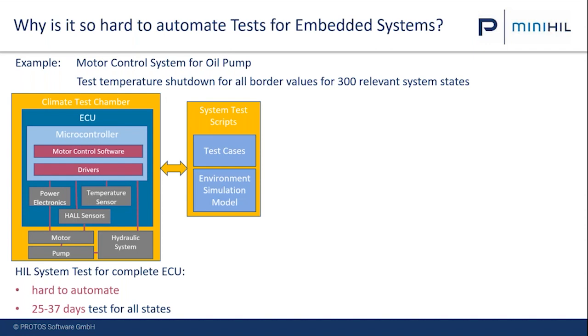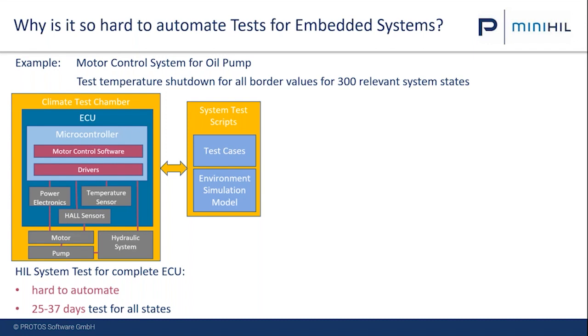They had a climate chamber. They put in the complete system into the climate chamber, including the electronic control unit with the microcontroller, the complete software, power electronics, sensors, and so on. And they even put in the motor, the pump, and the hydraulic system. So the problem with this approach is that it takes ages for a test case to run. The system is relatively slow.